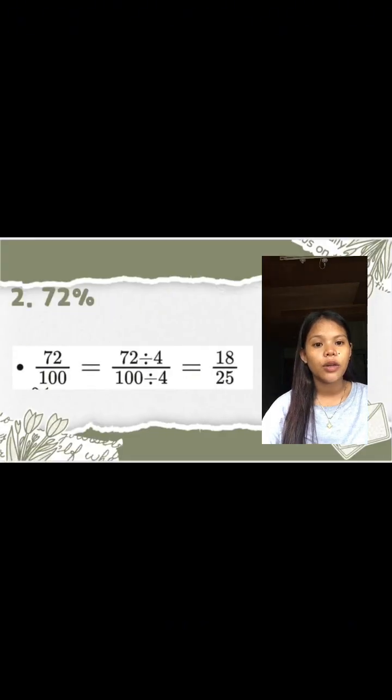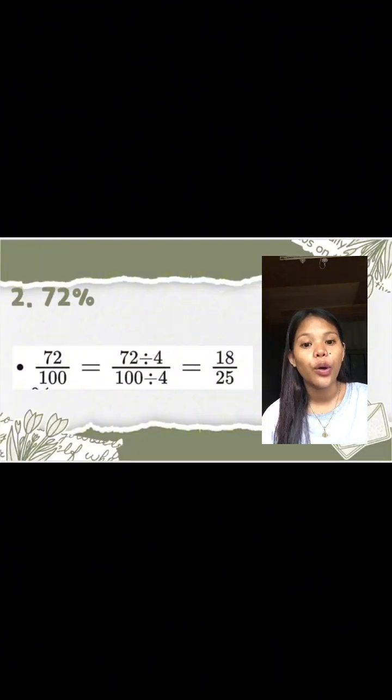Number 2, 72%. To convert this percentage to a fraction, we do the same thing. We need to find their GCD to divide them. The GCD of 72 and 100 is 4. So 72 divided by 4 equals 18, and 100 divided by 4 equals 25. So the fraction is 18 over 25.